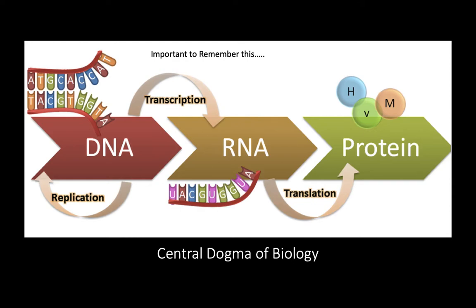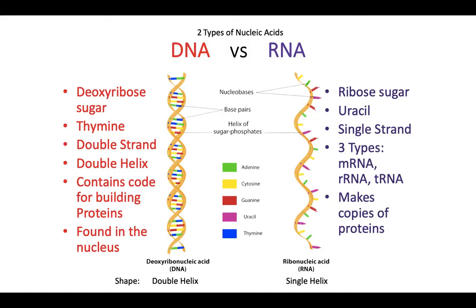So, for example, DNA can make copies of itself, and that's known as DNA replication. DNA can make RNA, and that's known as transcription. And RNA can make proteins, and that's known as translation. And we're going to remember these processes later. So this is the central idea or belief, which is referred to as a dogma of biology. So it's always important to keep this idea in the back of your head as we continue studying molecular biology.